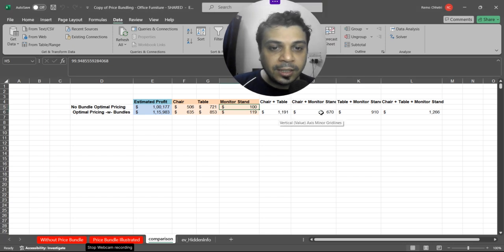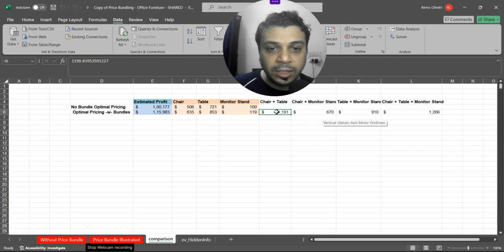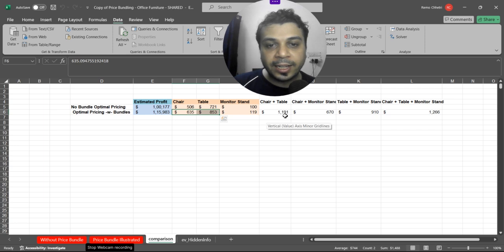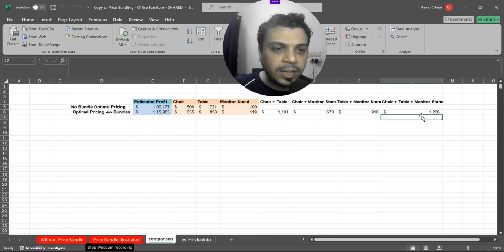So these are the bundled prices, and again you can go back and check that previous section where I talked about the constraints, that all the constraints are being met. 1191, for instance, is certainly lesser than 1488. And that's supposed to be the case, right? Like I said, the bundle price should be lesser than the sum of the individual or a la carte product prices, and that's going to be the case for each of these.